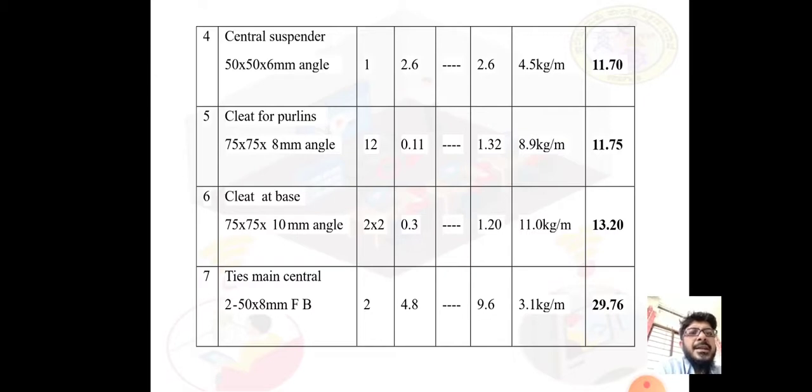Next, cleats at base. Here there are 6 numbers. Base means a support section, and again we need cleat angles for fixity.